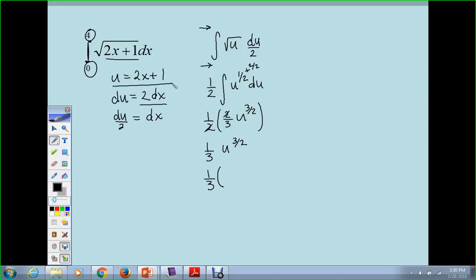and now I'm going to make the substitution. u equals 2x plus 1, and that would be raised to the 3/2 power, and now I can say I'm going to evaluate this from 0 to 4. So if we apply the fundamental theorem, we have 1/3 times, we're going to plug in 4 first, 2 times 4 plus 1, minus 2 times 0 plus 1, and each of these are raised to the 3/2 power.